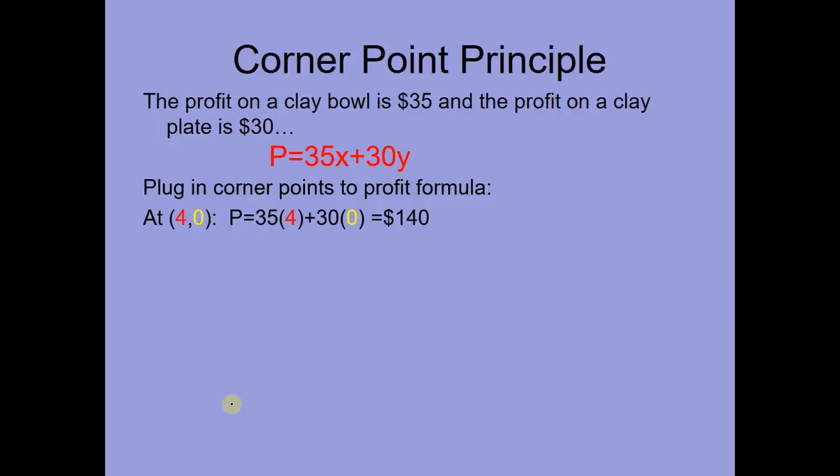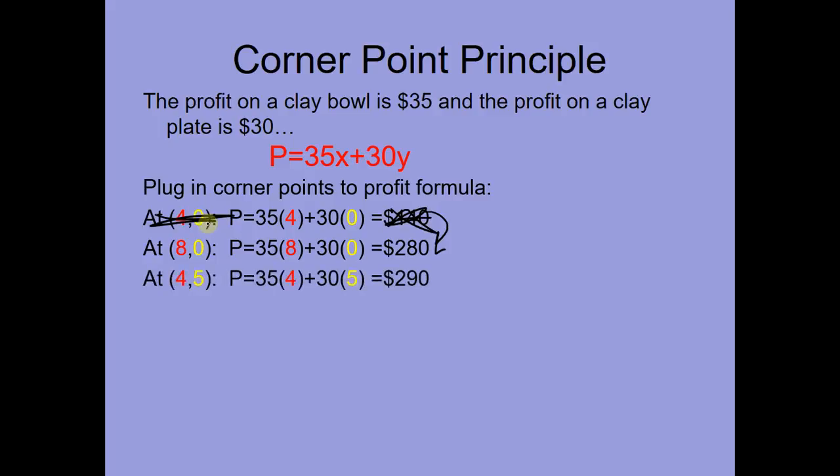Let's see if there's a better and higher profit here. If I plug in (8, 0), I get $280. Notice, double. (4, 0) is not a good corner point. What about (4, 5)? Notice that's $290. More money. Again, (4, 0) is not a good corner point.